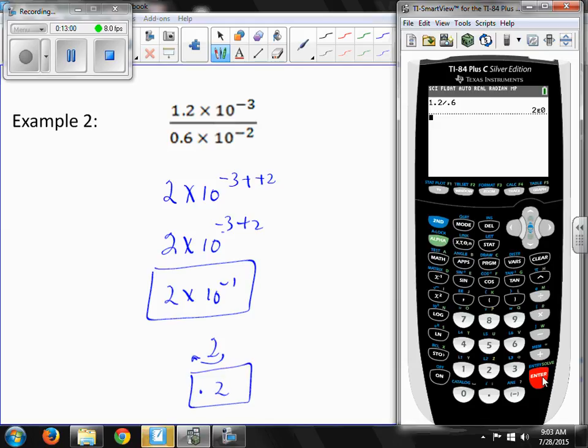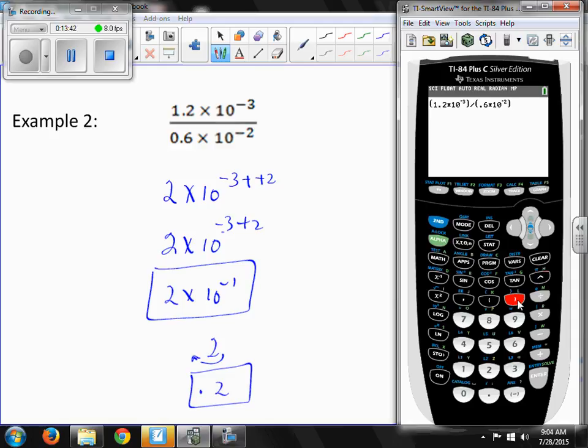Okay, let's try this one on the calculator. You have to be very careful when you type it into the calculator. To me, it's almost more trouble than it's worth. But here goes. 1.2 times 10 raised to the negative 3. Right arrow gets the parenthesis in the right place. Divided by 0.6 times 10 raised to the negative 2. Right arrow, and then the parenthesis.